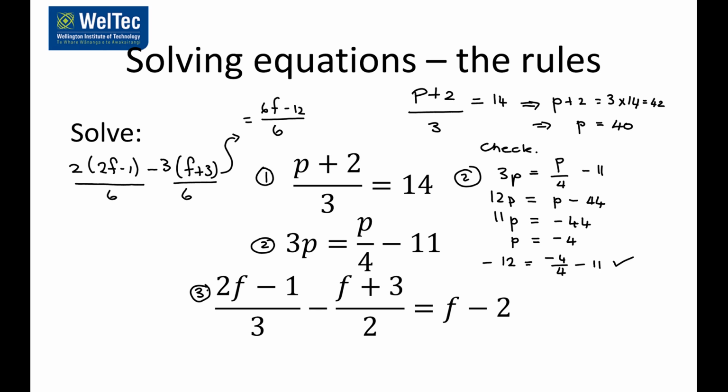Just be careful of your signs. You've got a subtraction sign in the middle here, so just be careful of that. So expanding our brackets, we would get 4f minus 2 minus 3f. Now here's where the minus sign comes into play. Minus 3 times 3 would be minus 9, equals 6f minus 12.